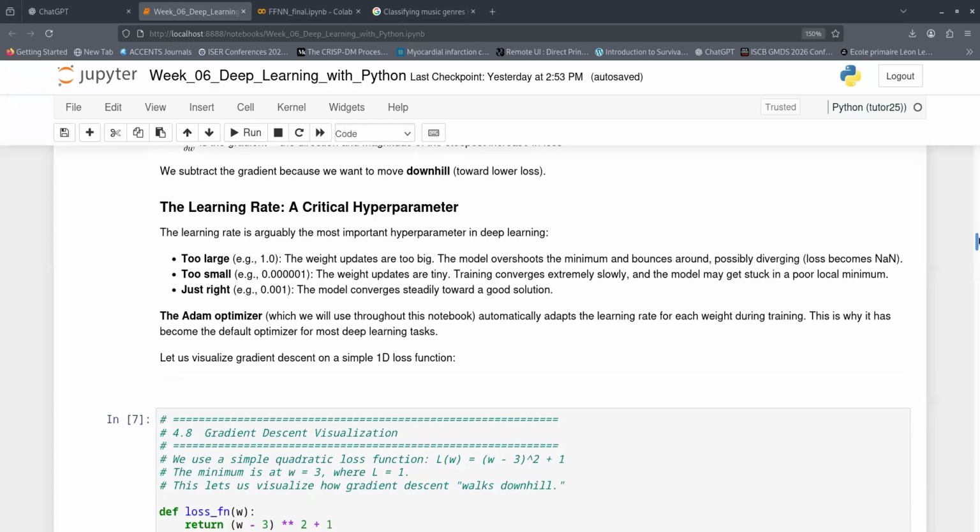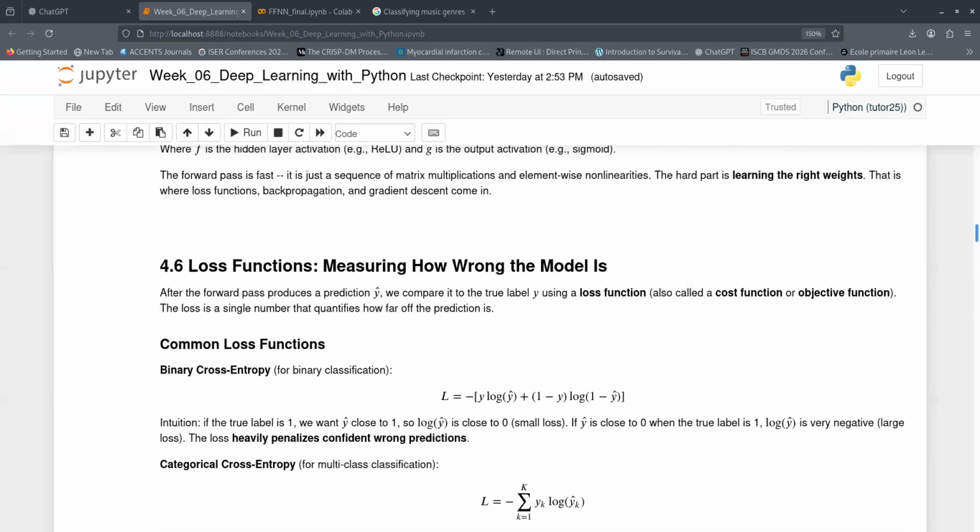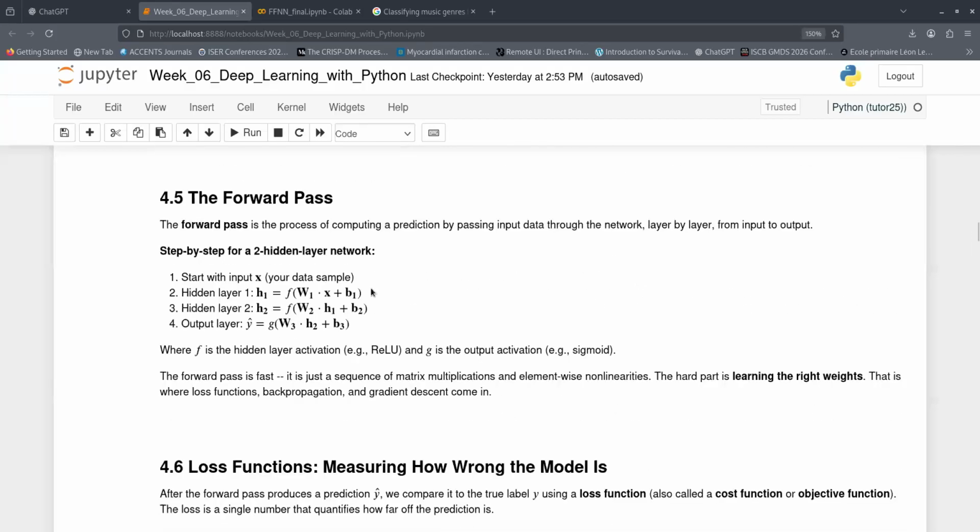Okay, I'm just going to visualize the gradients, but let us go here. So the forward pass is the process of forming a prediction by passing input data through the network layer by layer. That's what we call the forward pass. When you compute a prediction by passing input data through all the network layers, that's what we call the forward pass.